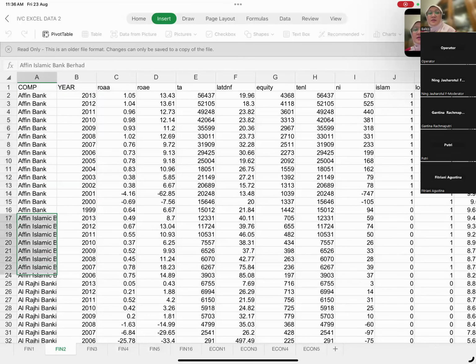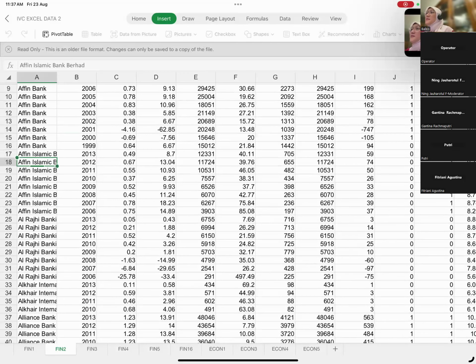Affin Islamic from year 2006 until 2013. Why is that so? Because Affin Bank was established earlier than Affin Islamic. Affin Islamic was established in year 2006. Affin Bank was established in year 1999. So that's why we have unbalanced data. The data availability depends on the year of establishment of the company, in this case the bank.